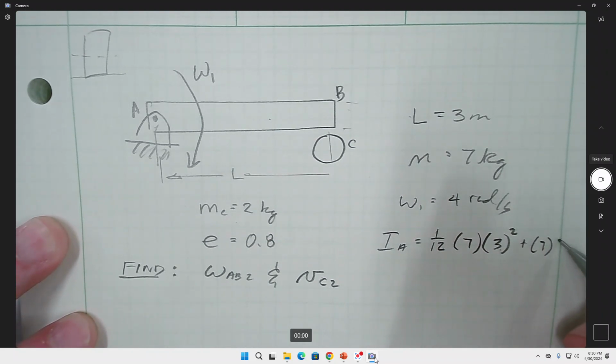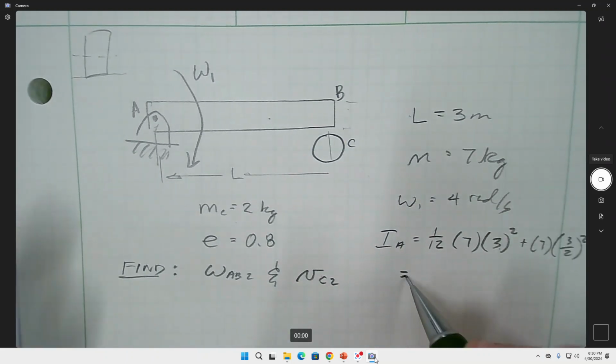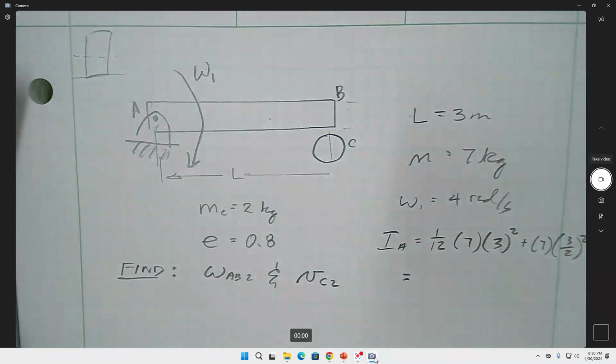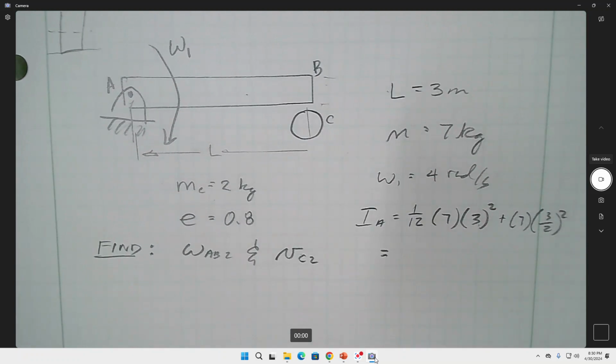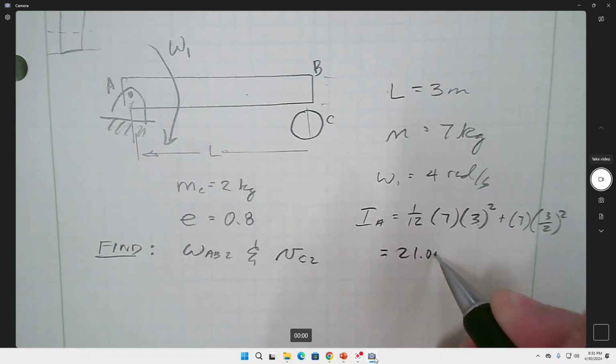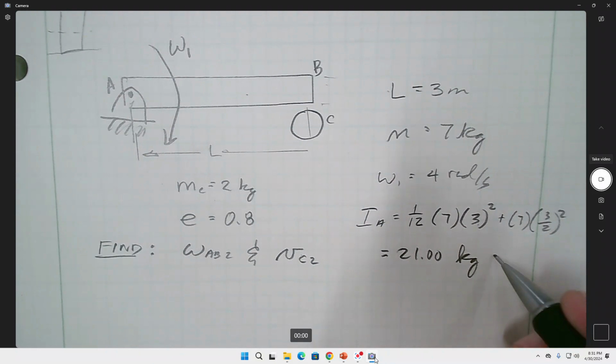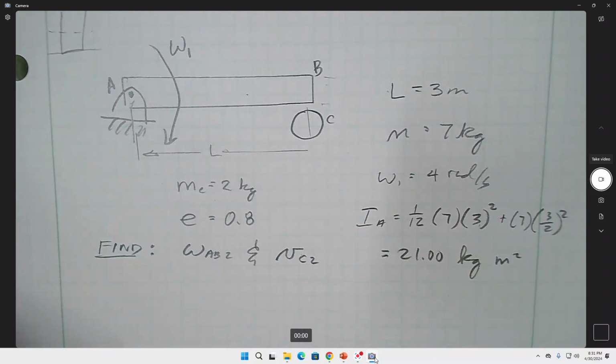But anyway. So we're going to go 3 over 2 squared as part of that. And that's not what Alicia has. She did it about the center. She says it's going to be 21. Should we trust her? No, can't trust her. I have trust issues. So 9 times 7 divided by 12, boom. And then 1.5 squared times 7 plus, wouldn't you know it, Alicia. She's right.